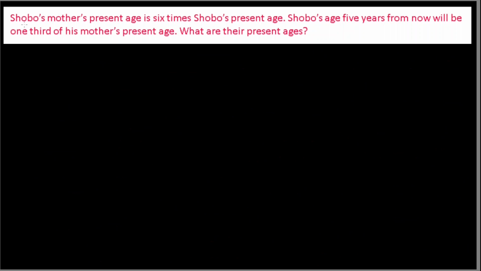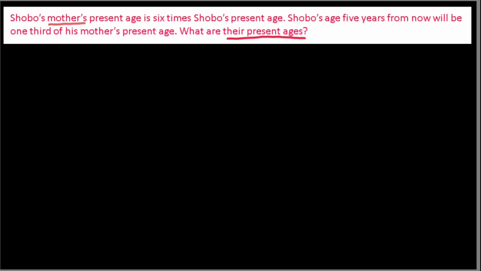Next word problem is Shobo's mother's present age is 6 times Shobo's present age. Shobo's age 5 years from now will be one third of his mother's present age. What are their present ages? We have to find the present ages of Shobo and his mother.